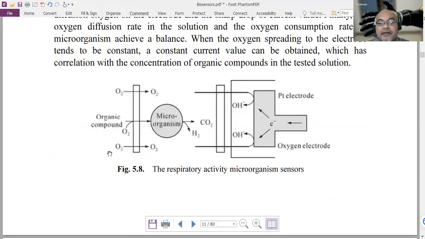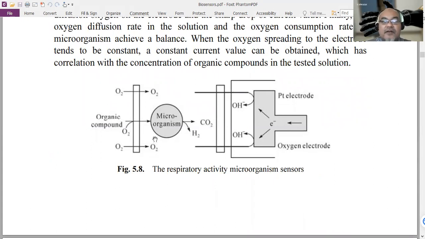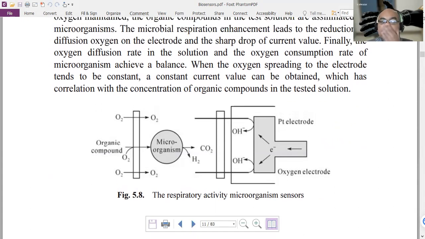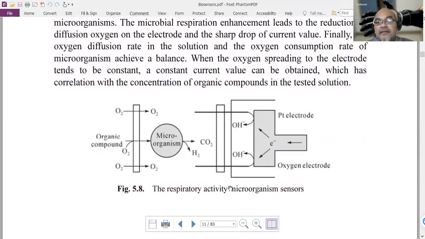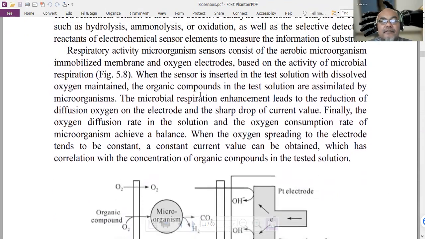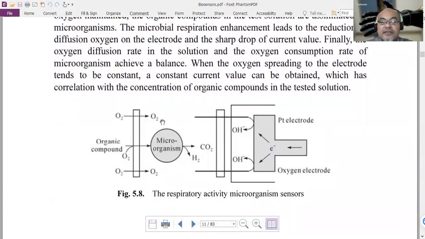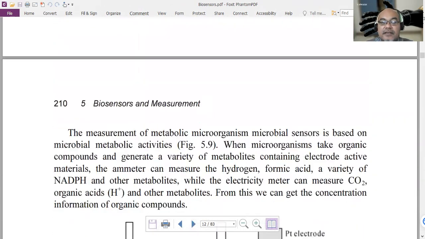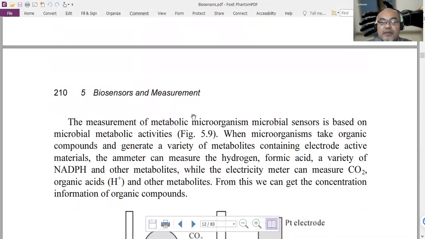Okay, so this is the respiratory activity of the microorganism sensor. Here the microorganism, and I think this is to detect oxygen, with an oxygen electrode to sense the oxygen contained within a certain environment.